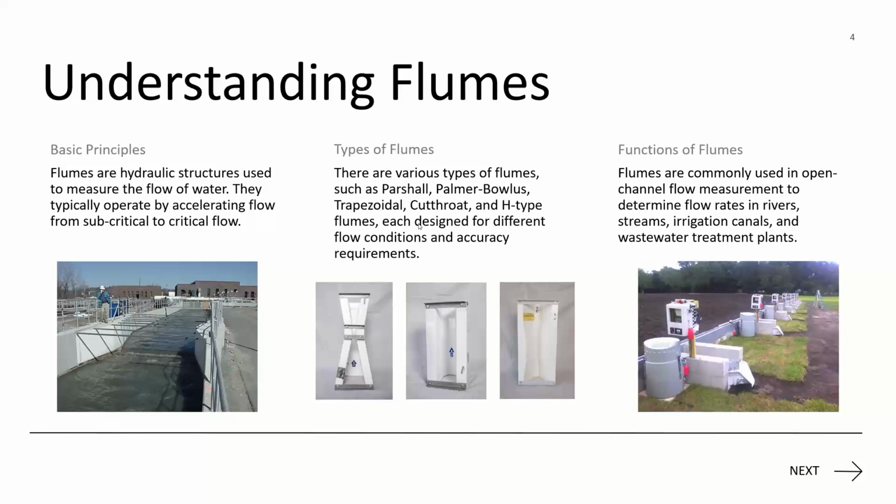We have a lot of different types that we see: partial flumes, Palmer-Bowlus, trapezoidals, cutthroats, and H flumes. They're all designed for different flow conditions and accuracy. Each one has kind of like a different niche it's settled itself into. So partials are a good all-around flume. Palmer-Bowlus you mainly see in water and wastewater and sewer. In H flumes, you see a lot more in agriculture and some mining applications as well.